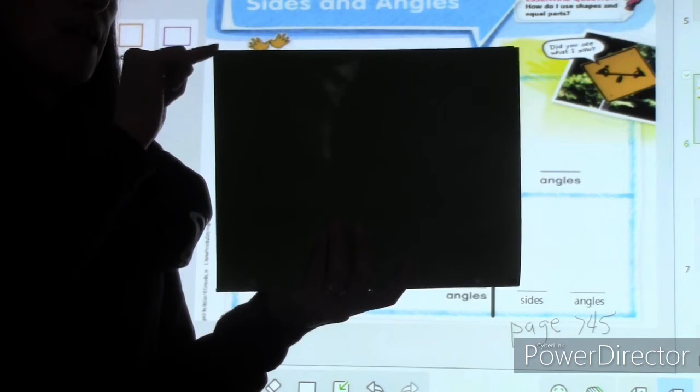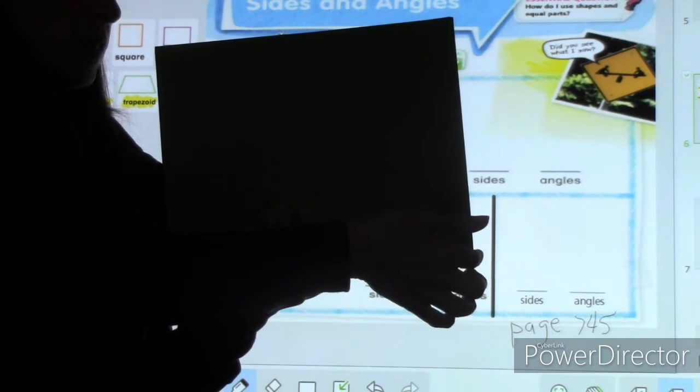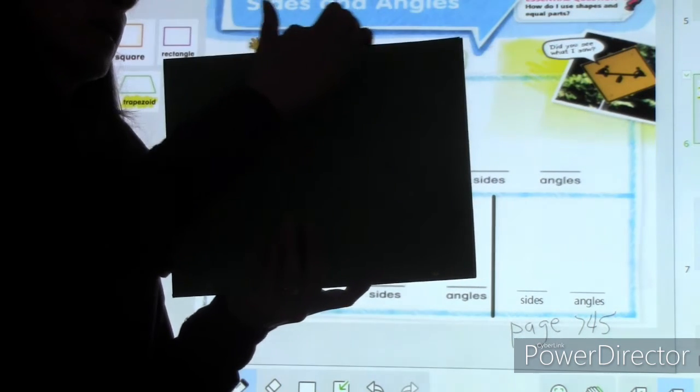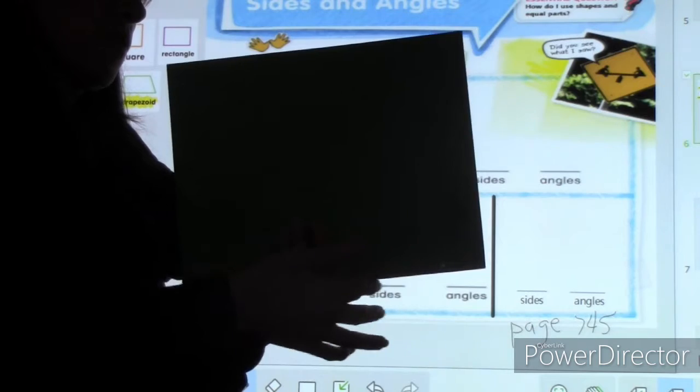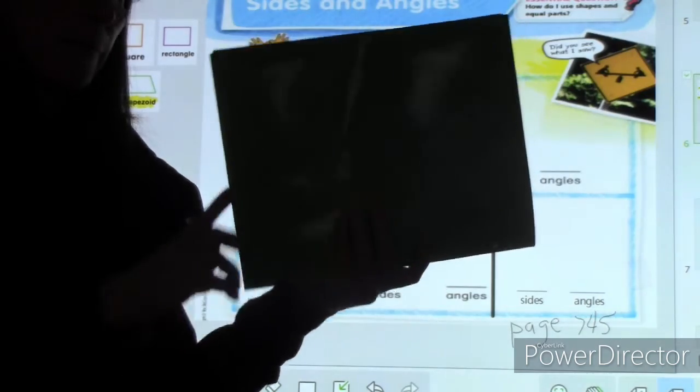Anywhere that a side meets is called an angle. So where this side and this side meet is an angle. Where this side and this side meet is another angle. And again, where this side and this side meet, we have an angle. And we have one here where these two sides meet. So when you look at a rectangle, it has 1, 2, 3, 4 sides, and 1, 2, 3, 4 angles.